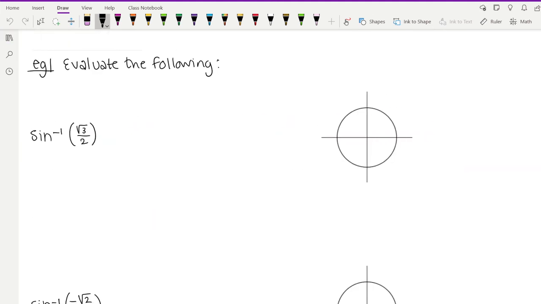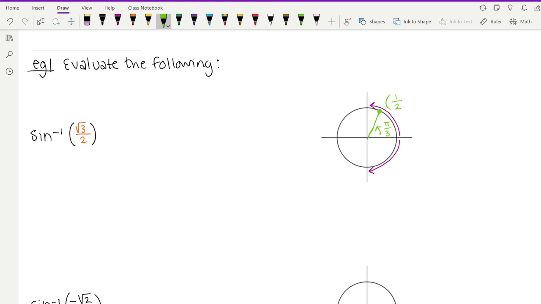So the first one is asking us to evaluate inverse sine of square root of 3 over 2. So that's asking us to find an angle, and specifically we're looking for an angle between negative pi over 2 and pi over 2. So we're looking at this part of the unit circle. And we want to find an angle such that sine of that angle is square root of 3 over 2. That means we want the y coordinate to be square root of 3 over 2, right? And what would be an angle that has a y coordinate of square root of 3 over 2? Well, that would be pi over 3.